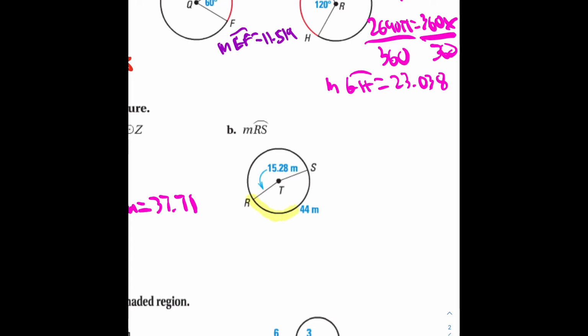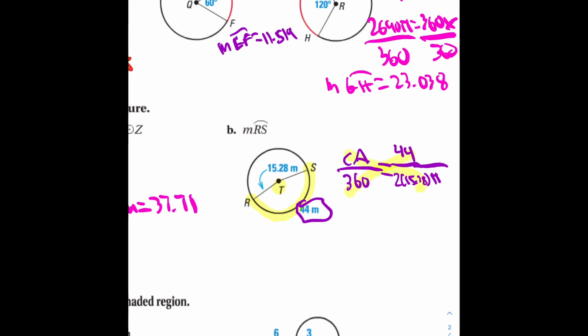Find the measure of RS, so that's right here. In this case, we're trying to find the central angle because we actually know the measure of RS is right here. So what we're going to do is take our central angle, which we're not sure what it is. That's going to be over the whole thing of 360, which equals 44, because that's my arc length, over 2 times 15.28 times pi. So let's do a little simplifying. 2 times 15.28 is 30.56.